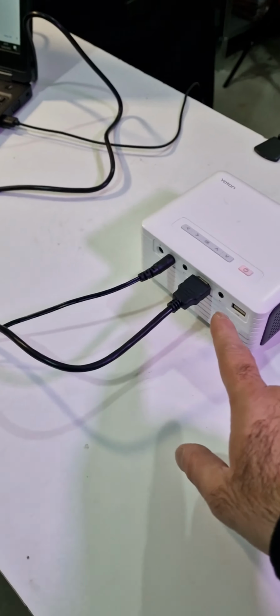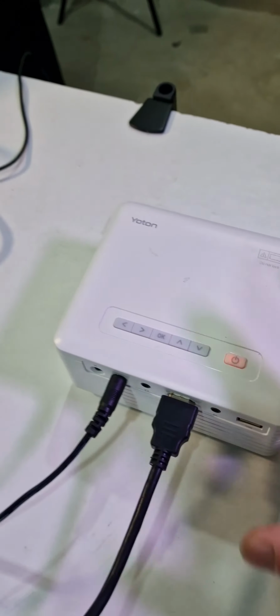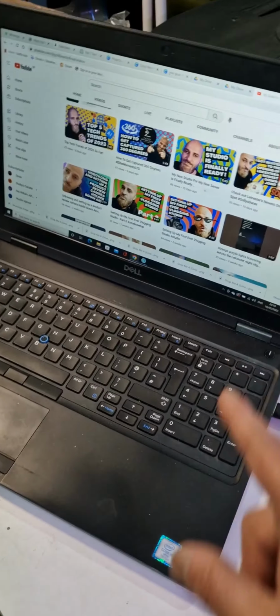Okay, so we're all connected up. I was going to connect it to my smartphone, but I realized I can't do that if I'm going to record at the same time. So anyway, we've got the HDMI cable at the back of the mini projector connected up to the laptop, and the power cable is plugged in. And let's see, the moment of truth.